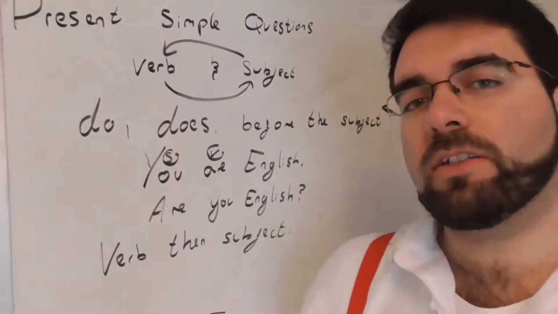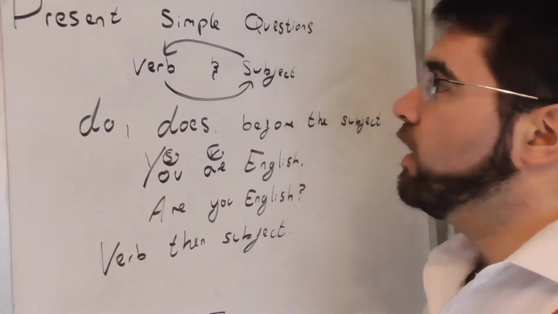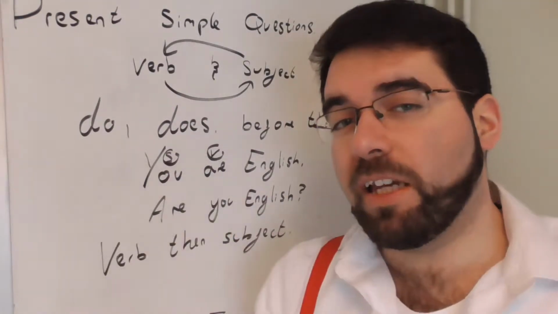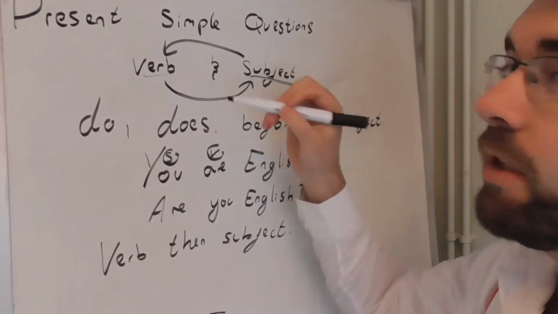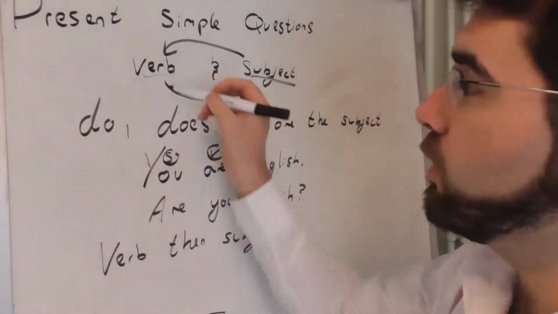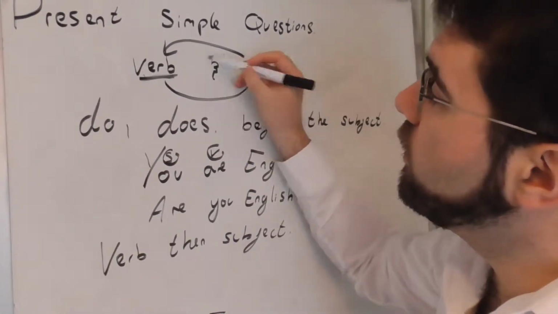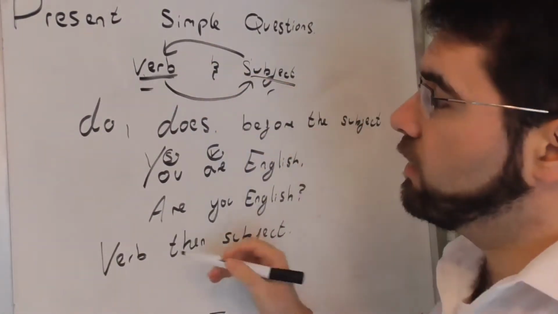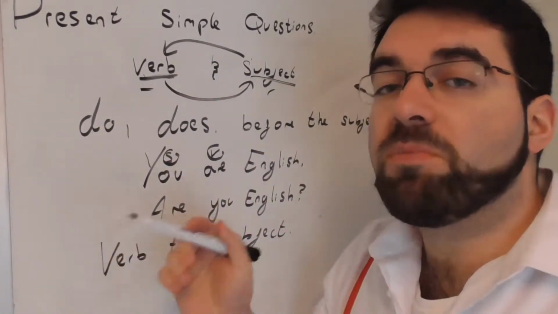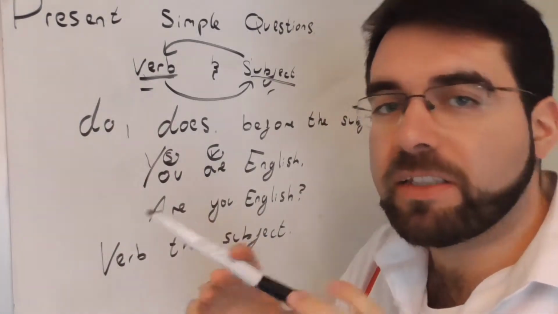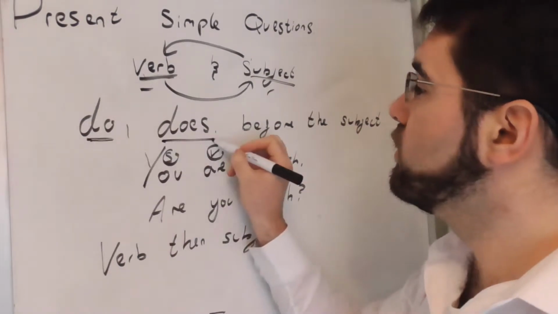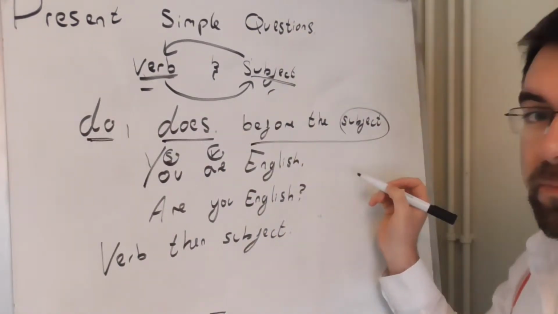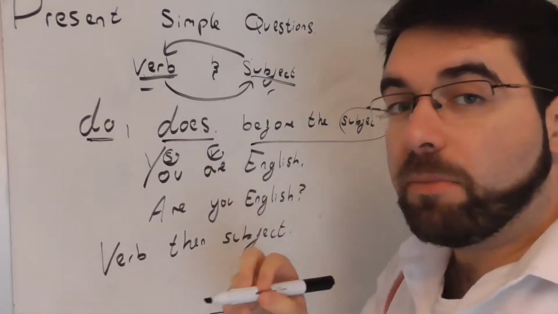But let's get started. Okay, so to make a question in the present simple tense, we swap the verb and the subject, their position in the sentence. So the verb comes first, then the subject. Otherwise, we're using the be form, or depending on how the sentence is structured, we're going to be using do or does before the subject. So let's look at an example.